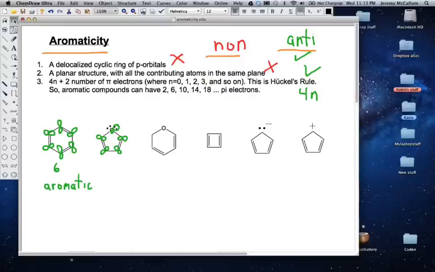Looking at our rules, we do have a delocalized cyclic ring of p orbitals. This is a planar structure, and we just need to count our electrons. We have two from this double bond, another two giving me four, and then two from the lone pair. That again adds up to 6 electrons. Therefore, because we do follow rules 1, 2, and 3, this compound is also aromatic.